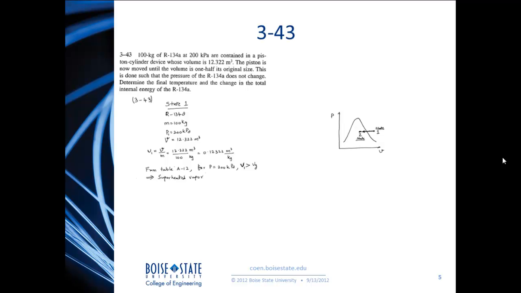So we have a refrigerant whose mass is 100 kilograms and a pressure of 200 kilopascals, and we know the total volume. And we can find the specific volume, and we observe that at a pressure of 200 kilopascals, from table A12, the specific volume in the problem is greater than the specific volume of the gas at the same pressure, which would mean that we are in the superheated vapor region. That's why we are right off that line there on the PV diagram.